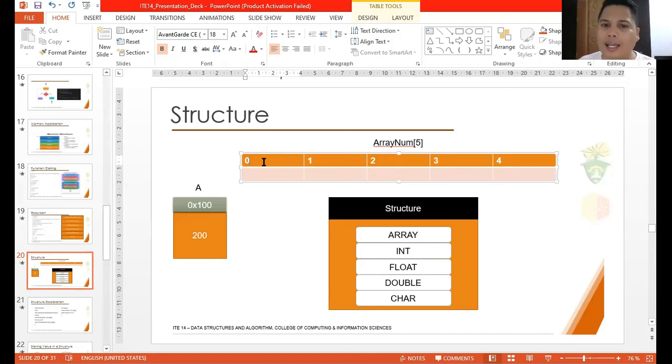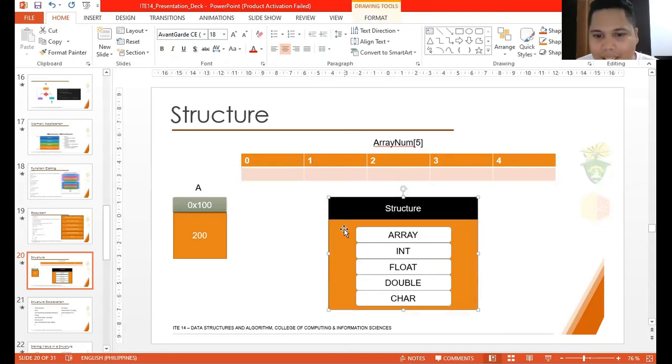Anyway, we'll be talking about a lot more limitations of the array later on when we talk about the list data structure. But this time, the limitation of the array that we want to address is that it cannot store multiple values with different data types. So that is why the idea of the structure was generated.